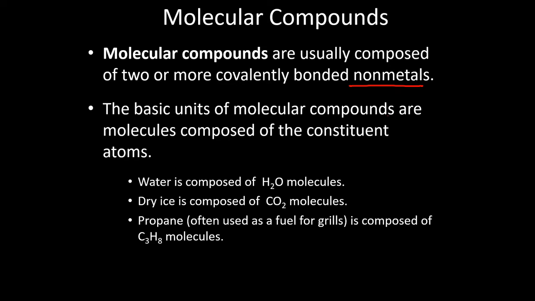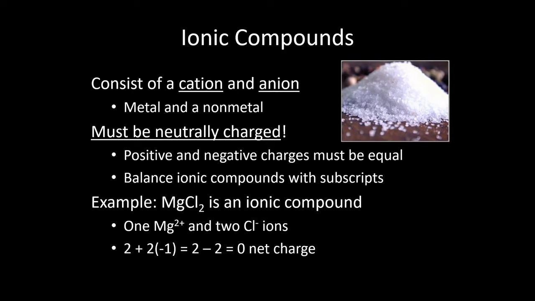So that's pretty straightforward. Ionic compounds are a little bit different, though. Ionic compounds, as the name implies, are made from molecules that are ionically bonded. So this is a metal and a nonmetal. Not just metals, that's a whole different ballgame. It is a metal and a nonmetal, at least one of each in the molecule. You can have more than one, but you have to have at least one of each to have an ionic compound. So this consists of a cation and an anion.